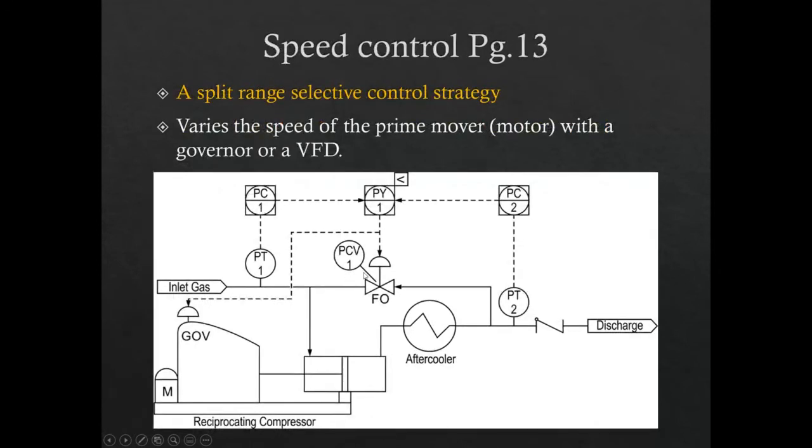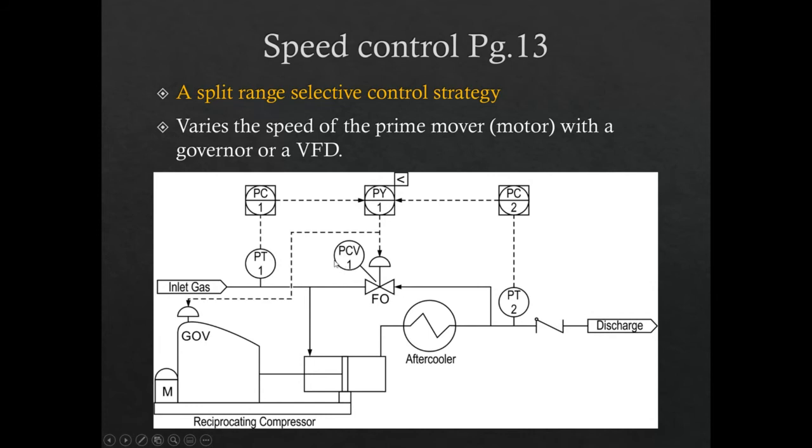Last but not least, the fourth strategy for recip is speed control. This is a little bit more of an elaborate drawing. Speed control is a split range selective control strategy. Oh my God, we're putting a whole bunch of these things that we've learned together now. Here we have our selective control strategy. We've got two transmitters, we've got one valve affected by two measured variables. So here we have our split range action going on. Being able to identify this based on the hardware that you see in the diagram is relatively important.